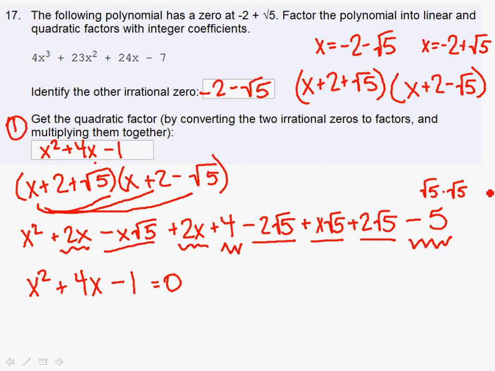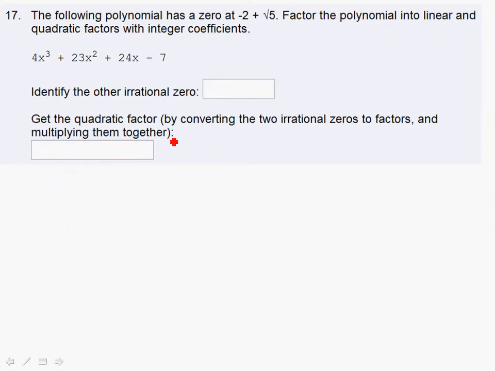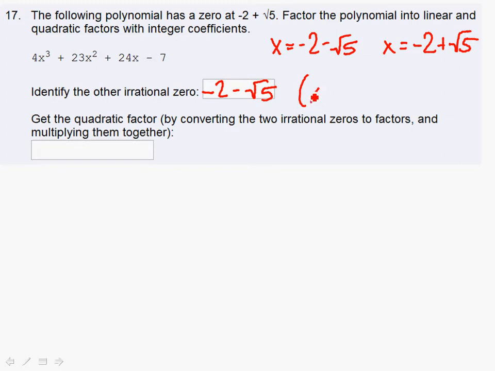Let's explore another option. If our other 0 was -2 minus the square root of 5, we also had established that x equals -2 minus the square root of 5, and x equals -2 plus the square root of 5. We turned it into factors, x plus 2 plus the square root of 5, and this one became our factor x plus 2 minus the square root of 5.